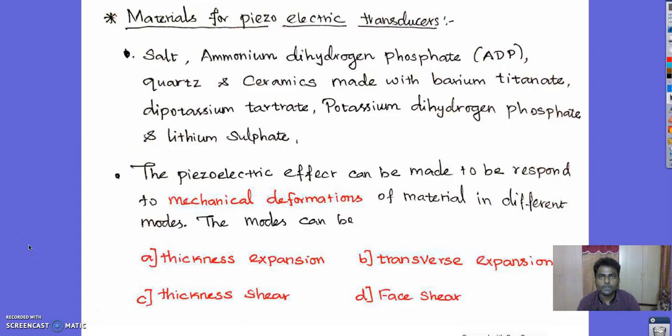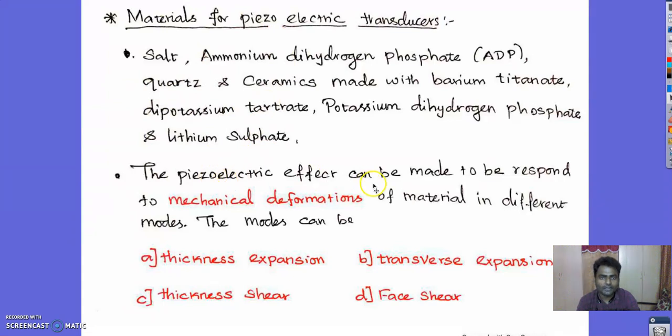The materials used for piezoelectric transducers are Rochelle salt, ammonium dihydrogen phosphate, that is ADP as we call it, and quartz. These are the materials which support creating more energy with the help of the piezoelectric effect. Ceramics are also used, with barium titanate, dipotassium tartrate, potassium dihydrogen phosphate, and lithium sulfate. These are the materials used for the piezoelectric transducer.